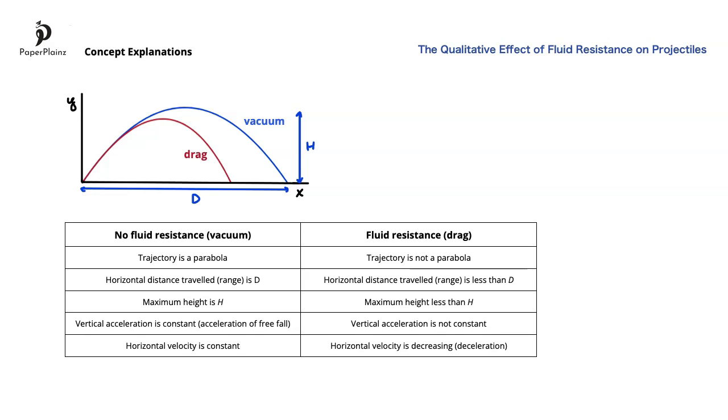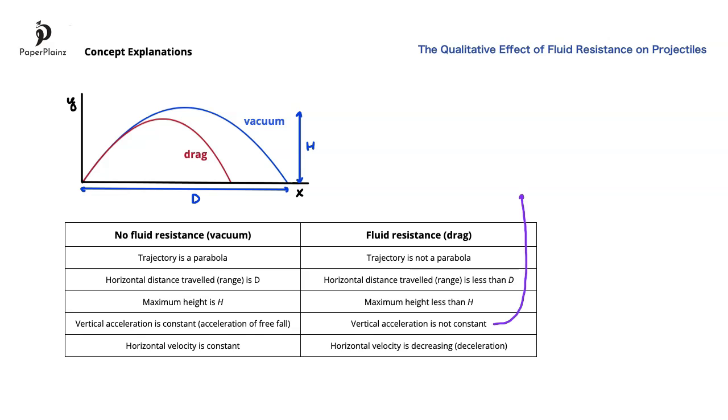I think that the first 3 points in this table are straightforward. However, it might not be fully clear to you why vertical acceleration is not constant and why horizontal velocity is decreasing when there is fluid resistance, so we'll explore these 2 points in a bit more detail. Let's begin with vertical acceleration.